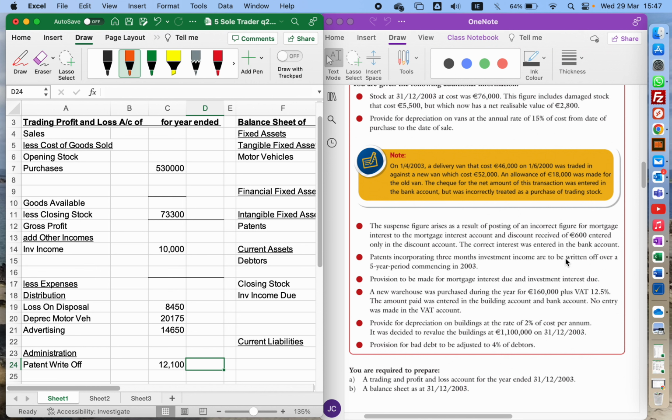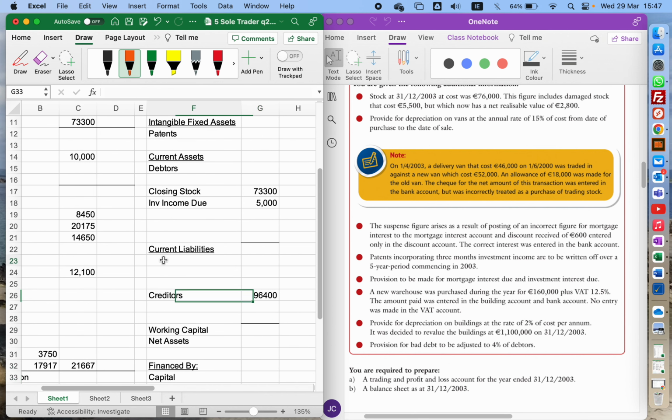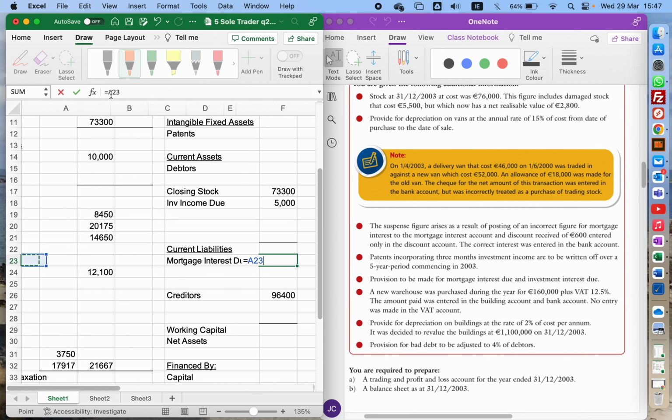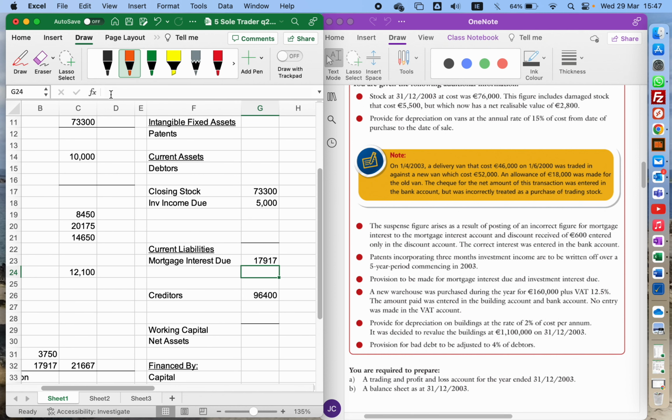So that's dealing with number 4, and you can see we've just dealt with investment interest due because we put that into current assets, and mortgage interest due. Just check, did I put that in current liabilities? Oh, I didn't. I better put that in. I should have put that in. Mortgage interest due is this figure here that I worked out in the previous one. My mistake. So that's it.